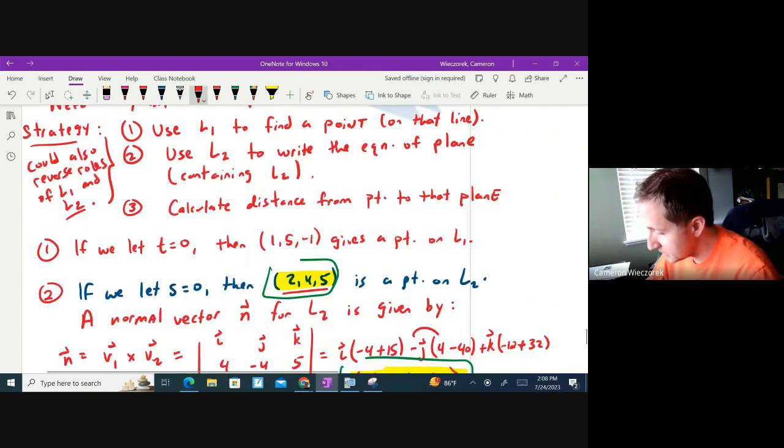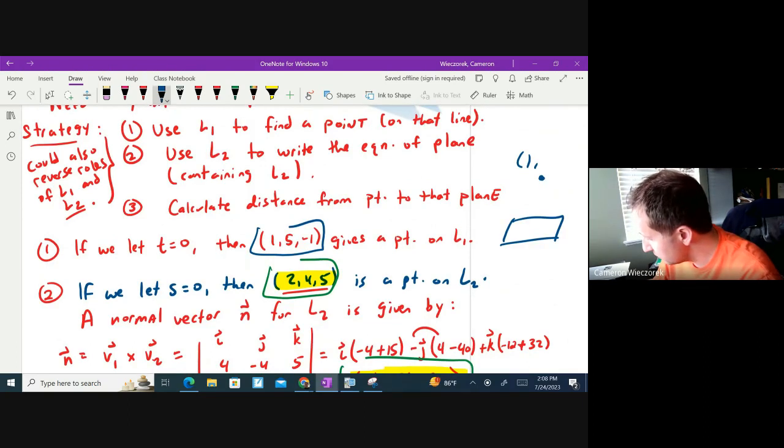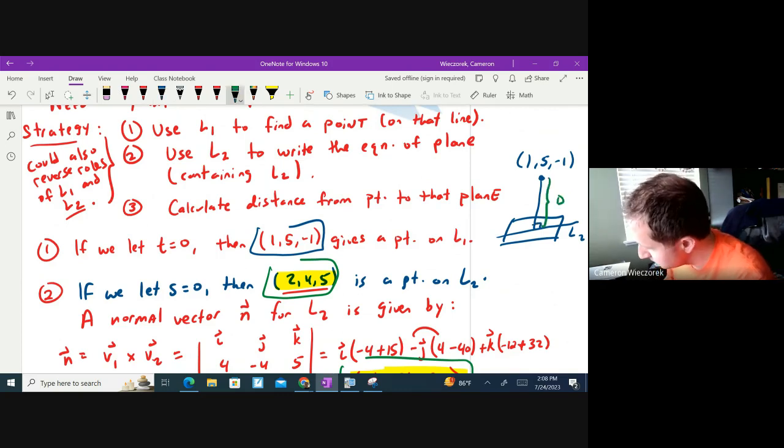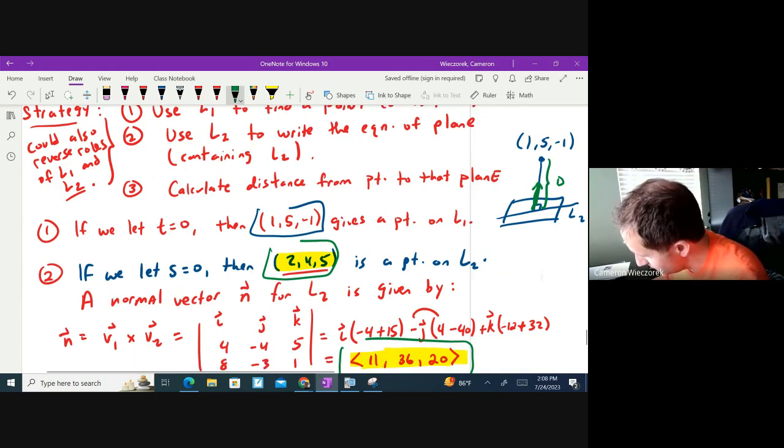So we need to go back to step 1. This was the point sitting off the plane. It helps to draw a little visual for yourself. Here's 1, 5, -1. We want to measure that perpendicular distance. Here's line 2. We want to measure that perpendicular distance from that point to the plane. Okay. Using the normal vector that we just found, which was 11, 36, 20.